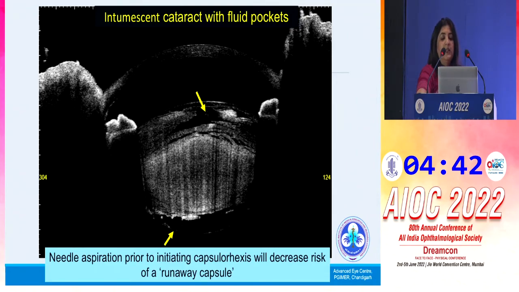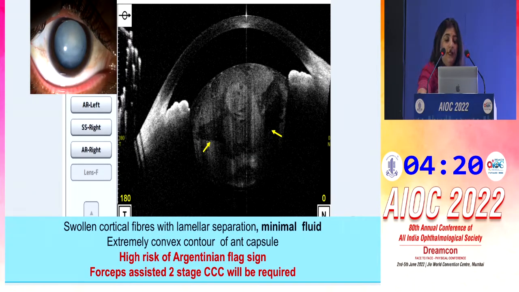On the other hand, this is an intumescent cataract with lots of intralenticular pockets which are close to the surface. And here, a simple needle aspiration with a 30-gauge needle to draw out the fluid and reduce the intralenticular pressure would help to reduce the risk of a runaway rhexis very much, and after that one can go ahead and do a capsulorhexis. On the other hand, there are cases like this.